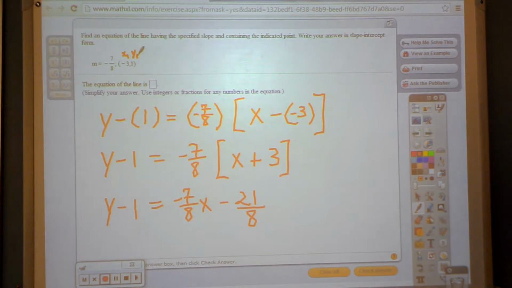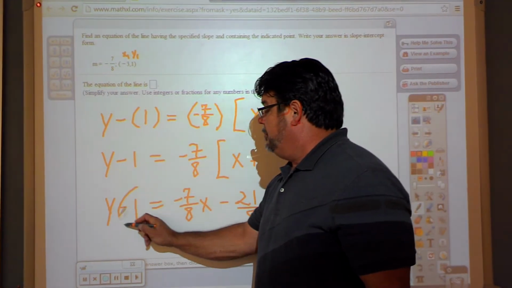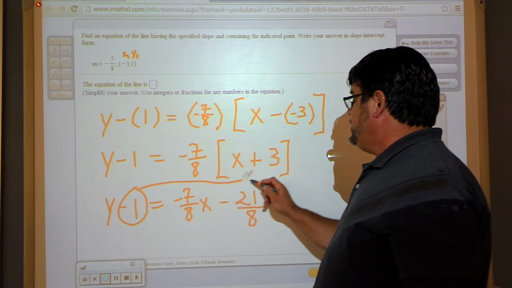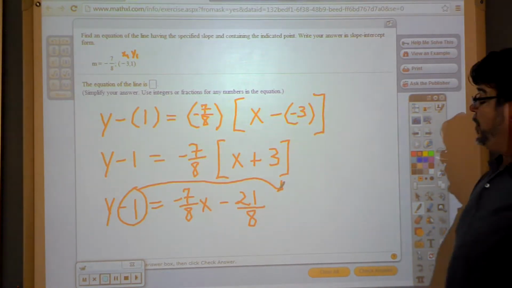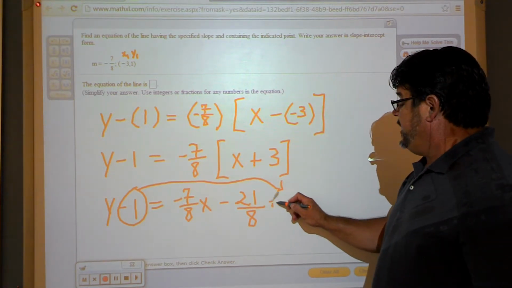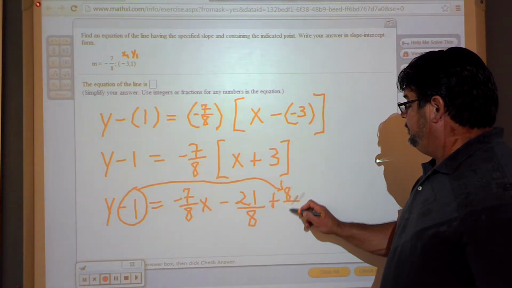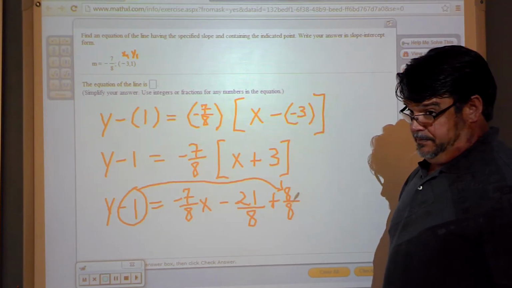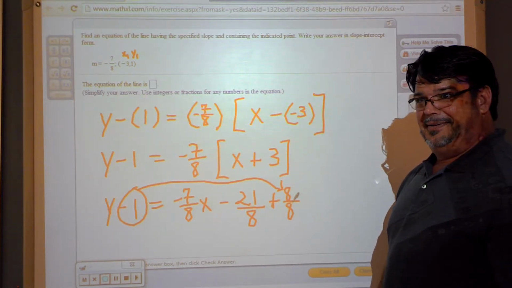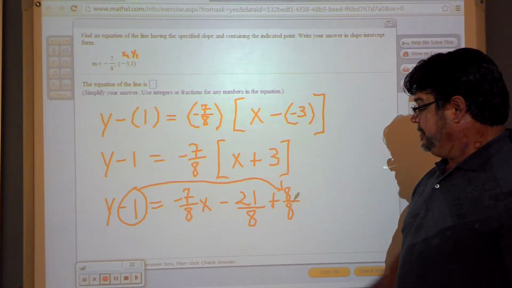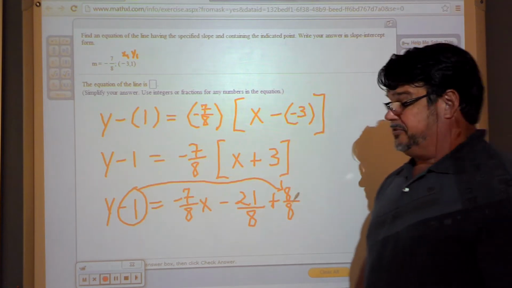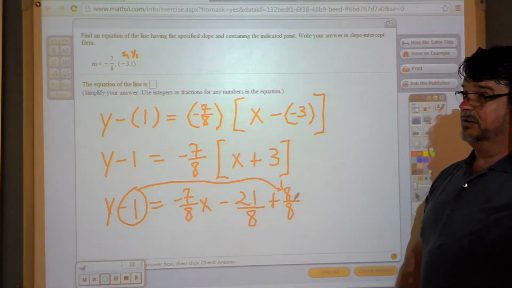Okay, now I'm going to bring this -1 over. But when I bring it over here, I'm not going to use -1. What am I going to use? Plus 1, but I'm not going to use just 1. I'm going to use 8 over 8. What's anything over itself? 1. Common denominators. Good job. You've got to have a common denominator. Because I always get that question, where do the 8 over 8 come from?